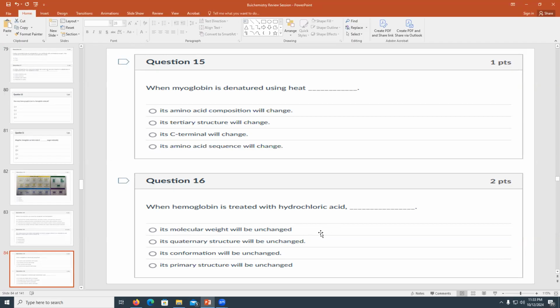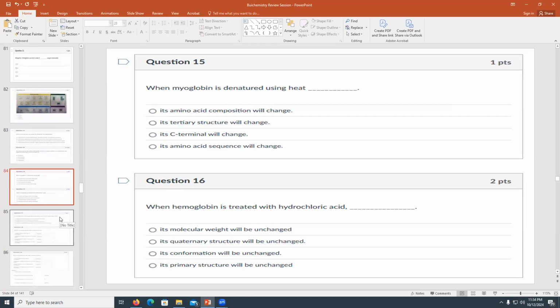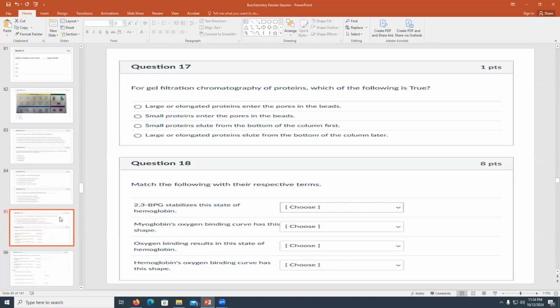When hemoglobin is treated with hydrochloric acid, its molecular weight will be unchanged. Quaternary structure will be unchanged. The conformation will be unchanged. Primary structure will be unchanged. Yes, because this hydrochloric acid will destroy all of these. Denaturing will only happen from quaternary to tertiary to secondary, destroying all these weak hydrogen bonds, weak hydrophobic interactions, weak ionic bonds, and so on. And disulfide bridges, but definitely not the primary sequence.